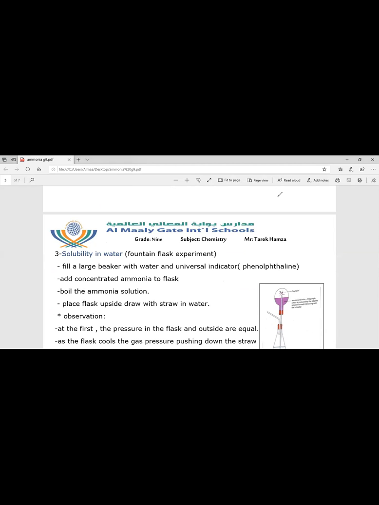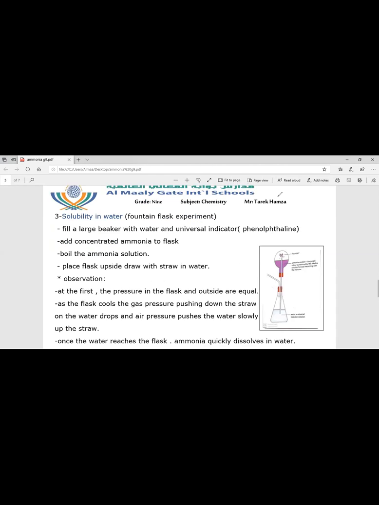The third property, solubility in water. Solubility in water is a very important point in this lesson. Listen to me carefully on this point. This experiment is called the Ponin flask experiment.